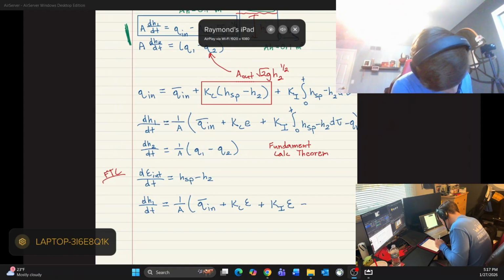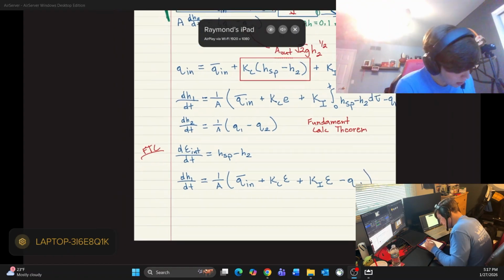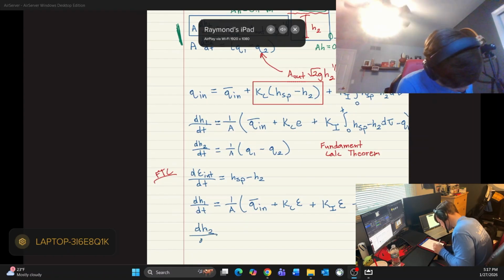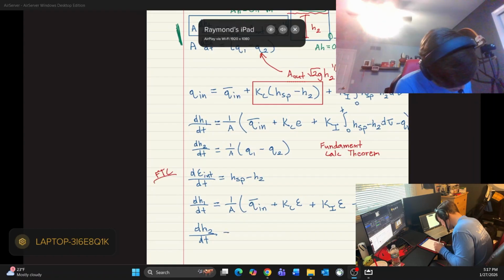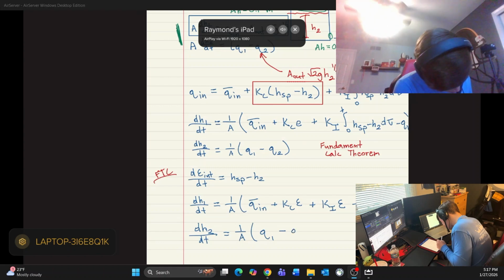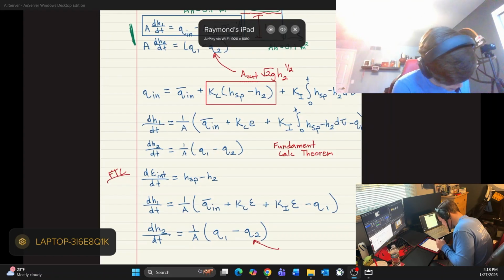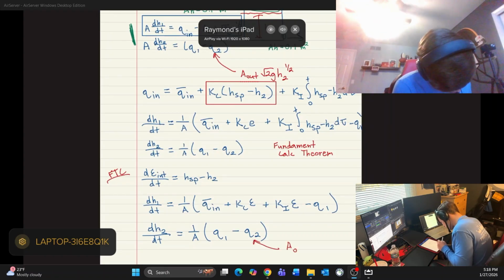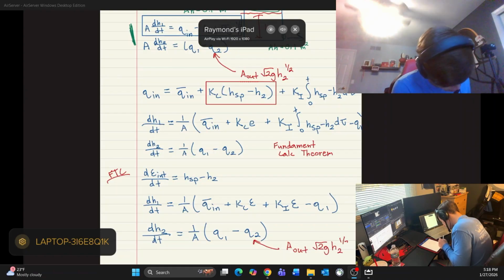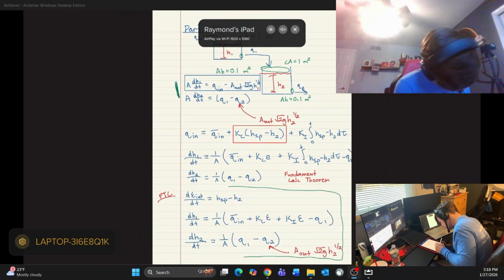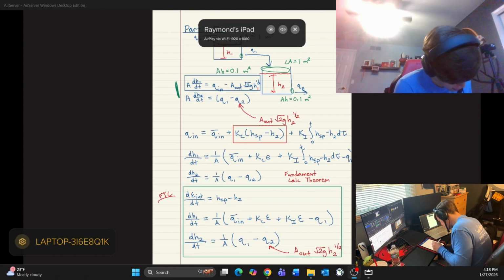times E minus Q1. And then our second equation, just to keep it simplified for this example, we now have dH2 over dt equals 1 over A times Q1 minus Q2. And just as a reminder, we know that this Q2 here equals A_out square root 2g h2 to the 1/2. So now we have our three equations and we have our dynamic material balance set up.